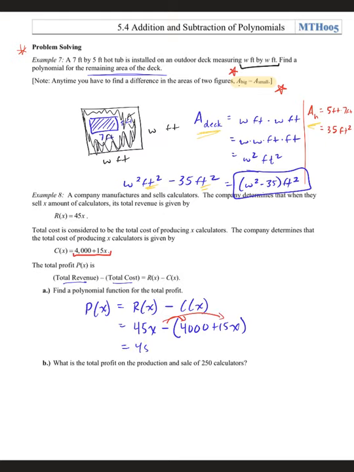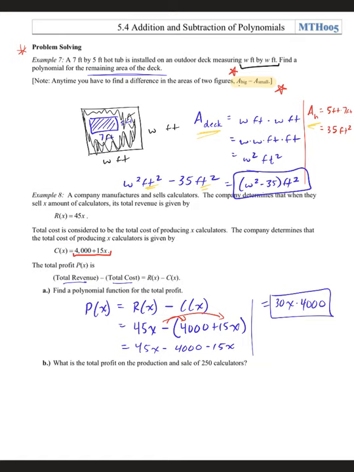So now we have 45X minus 4,000 and plus, or we can just write minus 15X. And then we want to simplify this, which would simplify, we have 45 minus 15, which would be 30X minus 4,000. And that would be our polynomial function for the total profit.